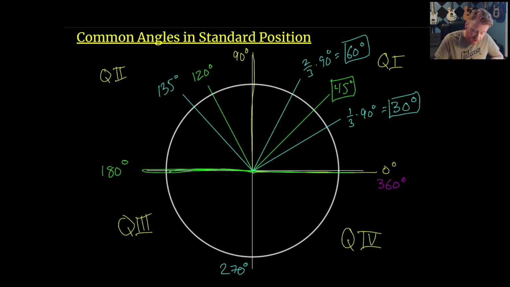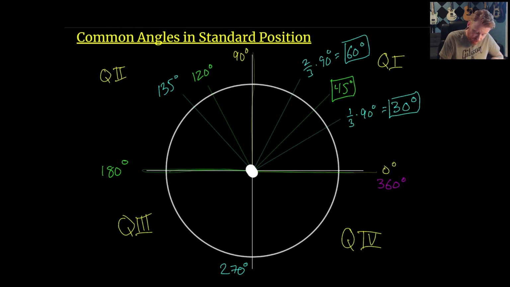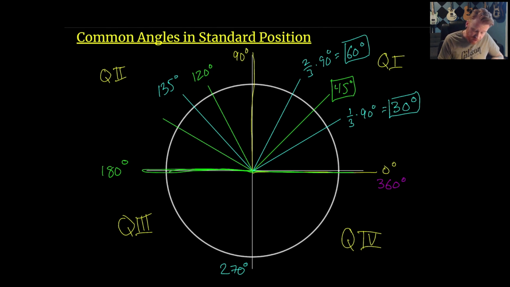If I wanted to move another 60 to get, whoops, I didn't want to erase, another 60 to get this angle over here, that's going to be the 90 I already moved from here to here, plus another 60 degrees. And 90 plus 60 is going to give us 150 degrees. So here we are starting to build all of the common angles as we go around here.